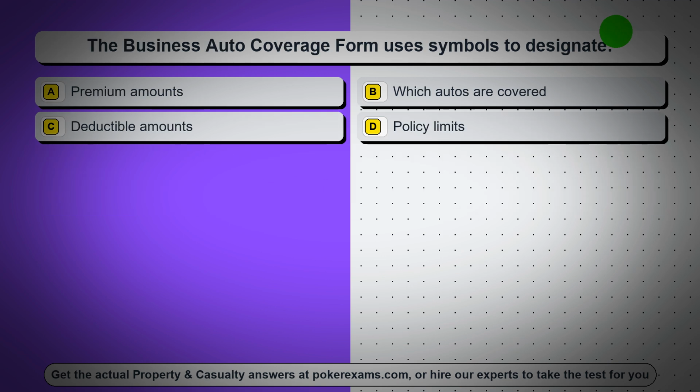Question 24. The business auto coverage form uses symbols to designate. Option A, premium amounts. Option B, which autos are covered. Option C, deductible amounts. Option D, policy limits.